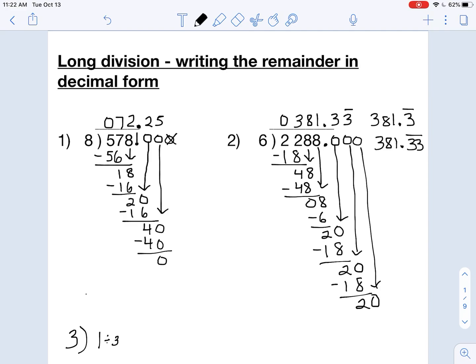What would not be good form, I'm going to say no, is 381.33 where I have a bar over the first 3 only. So why is that not good? Because the bar over the 3 tells us those 3s repeat until infinity, forever. So to have a number that comes after infinity or after forever does not make sense. So this is not an appropriate form.